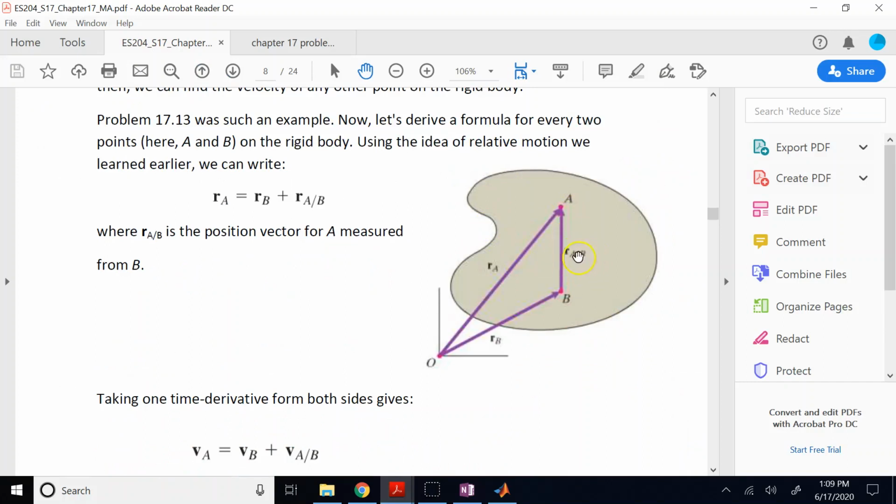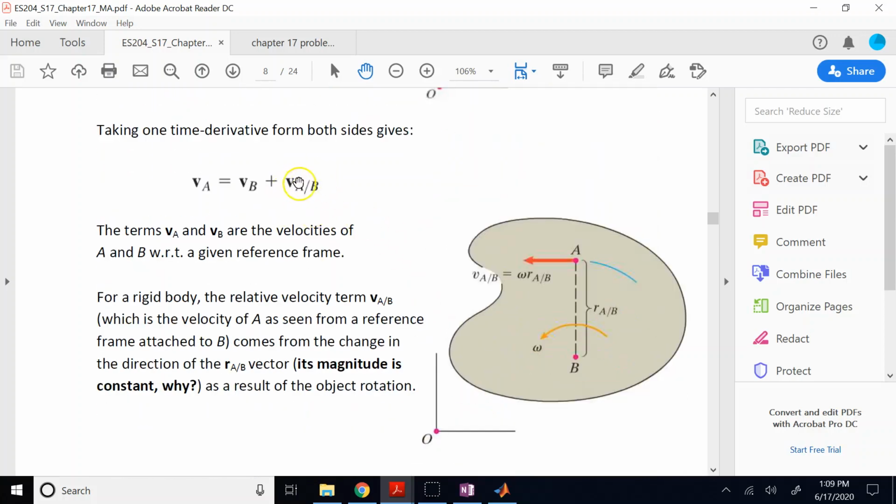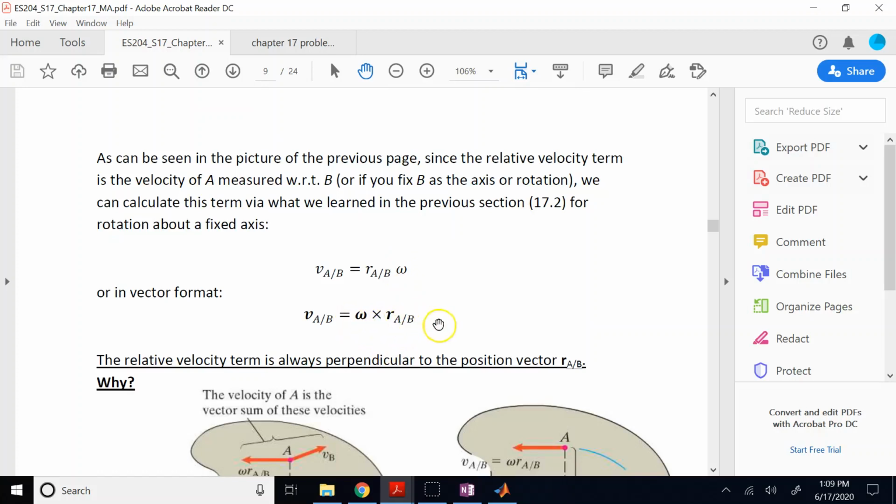This relative vector has a constant magnitude in this coordinate frame XYZ, and it is attached to a rigid body that is rotating with angular velocity omega in general with respect to the frame. So d over dt of this vector, which is V of A with respect to B, is omega of the rigid body cross R of A with respect to B. So I can replace this guy by omega cross R of A with respect to B, and this is valid when both points A and B belong to the same rigid body.